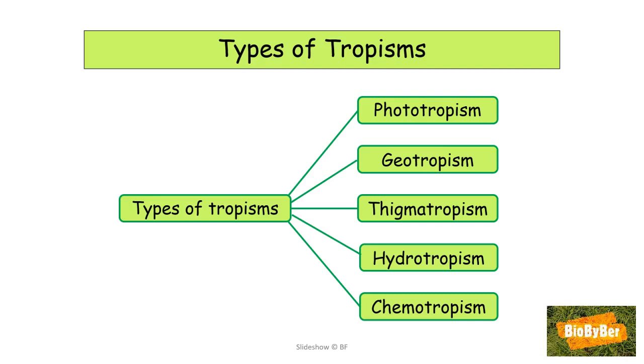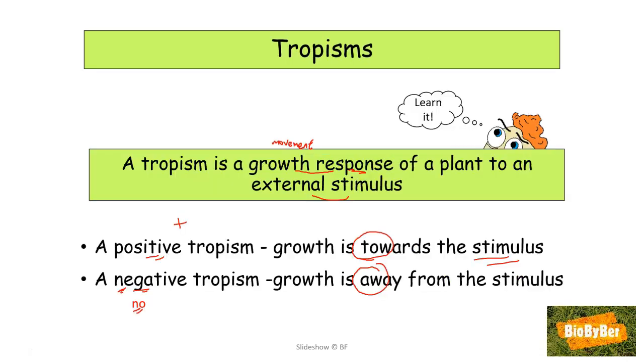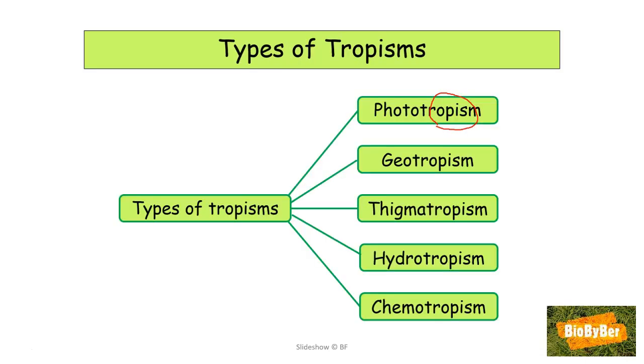When we look at the word phototropism, we can see the word tropism in there. You might recall a second ago that a tropism is the growth response of a plant to an external stimulus. So, what tropism are we talking about here? Well, we're talking about phototropism, which means light. So this is a growth response of a plant to light.